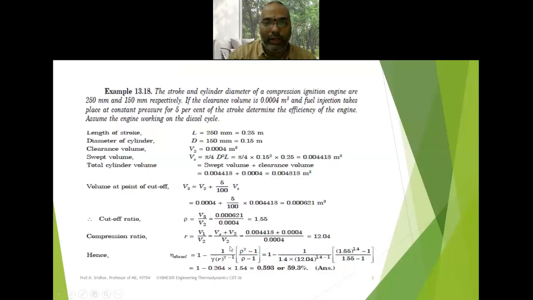This will give you the compression ratio as 12.04. Coming to the cutoff ratio, in the previous class we defined that the cutoff ratio is V3 by V2, that is, the point at which the fuel will be cut off. The fuel supply will start and the fuel supply will end, so that gives us information about the cutoff ratio. We find the cutoff ratio as 1.55. The cutoff ratio will always be greater than 1. So rho is 1.55 and the compression ratio is 12. Substituting in this formula, we find the diesel cycle efficiency is 59.3%.